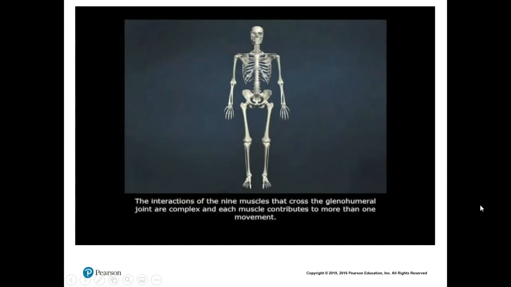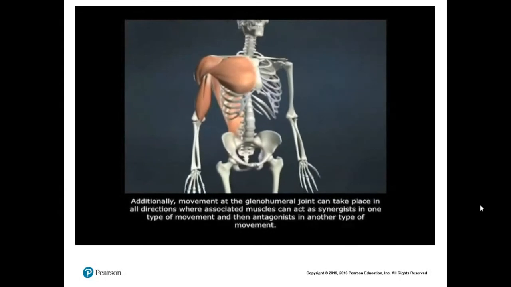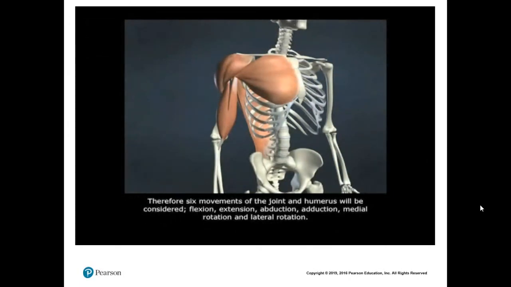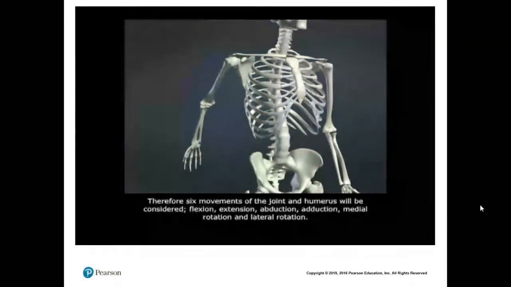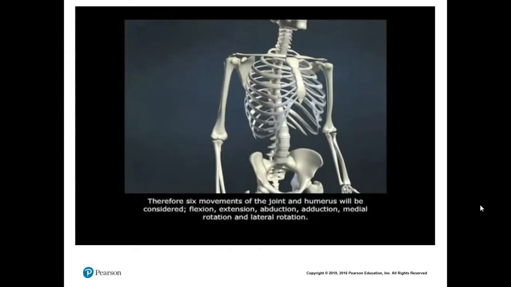The interactions of the 9 muscles that cross the glenohumeral joint are complex, and each muscle contributes to more than one movement. Additionally, movement at the glenohumeral joint can take place in all directions, where associated muscles can act as synergists in one type of movement and then antagonists in another. Therefore, 6 movements of the joint and humerus will be considered: flexion, extension, abduction, adduction, medial rotation, and lateral rotation.